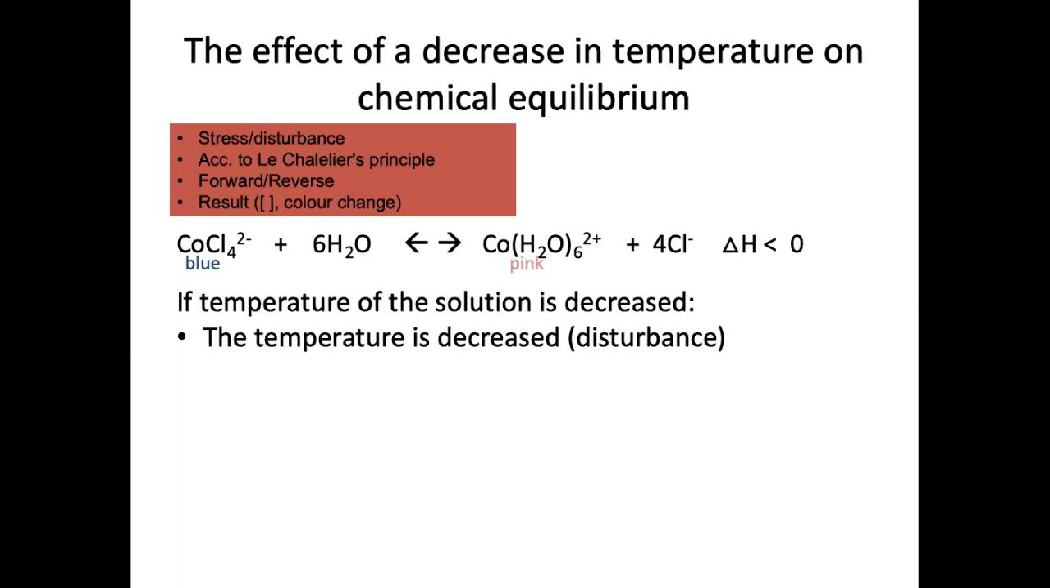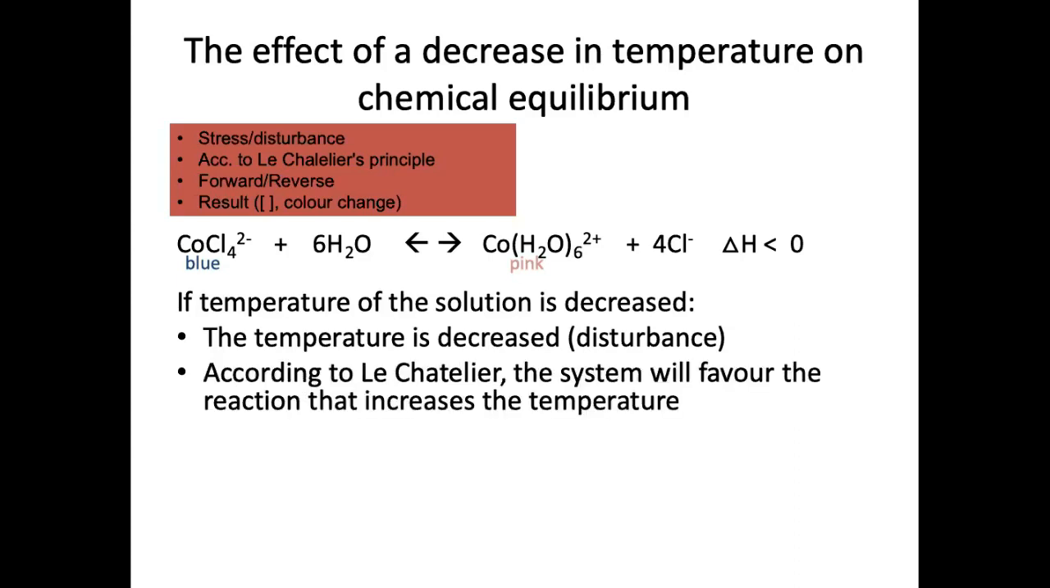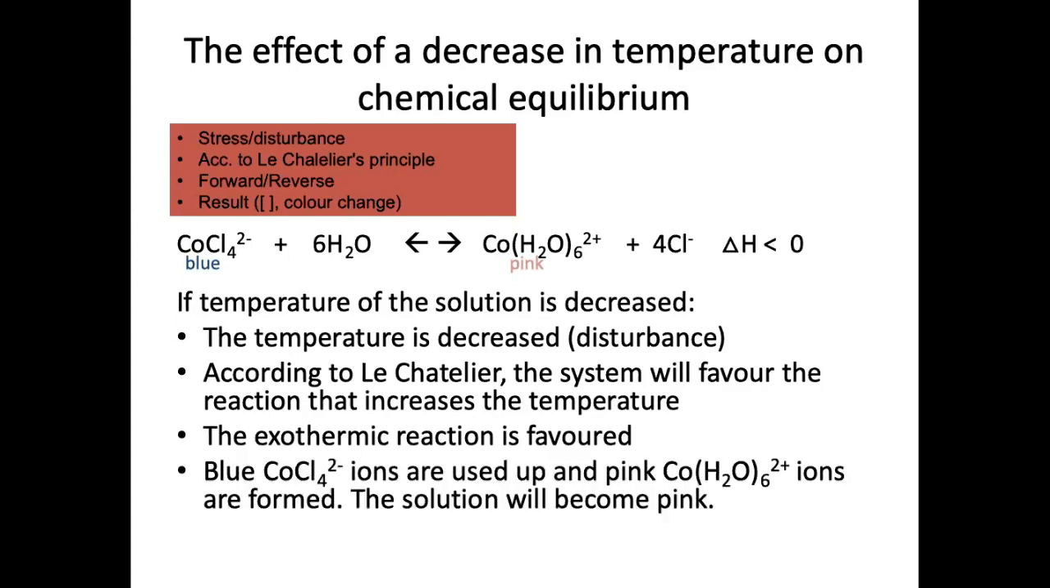Which system favors an increase in temperature? The exothermic reaction is favored, right? So which is the exothermic reaction? The forward reaction is favored. As a result, blue CoCl4 2- ions are used up, and the pink Co(H2O)6 2+ ions are formed, and the solution will become pink. All right, so that's the way to explain the equilibrium shift using Le Chatelier's principle.